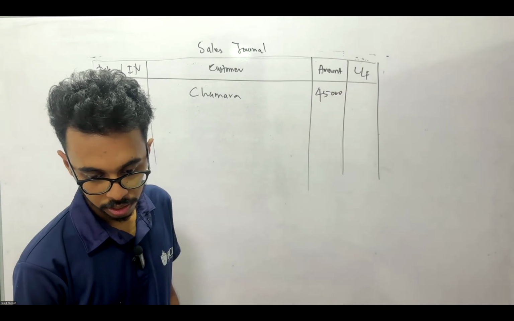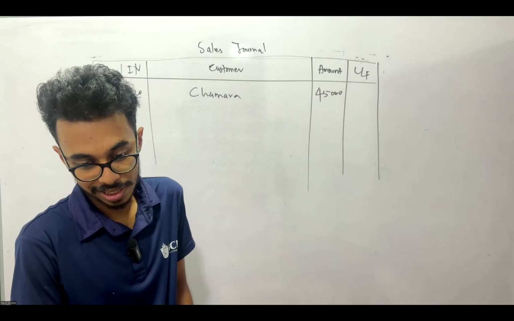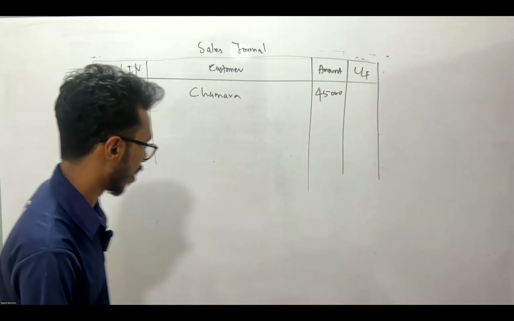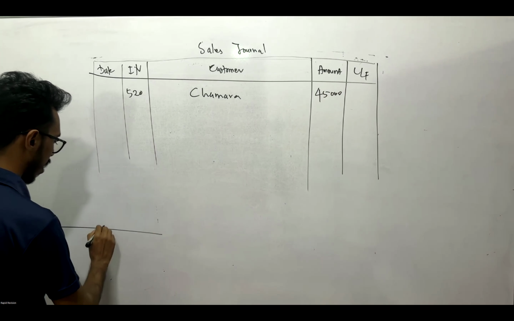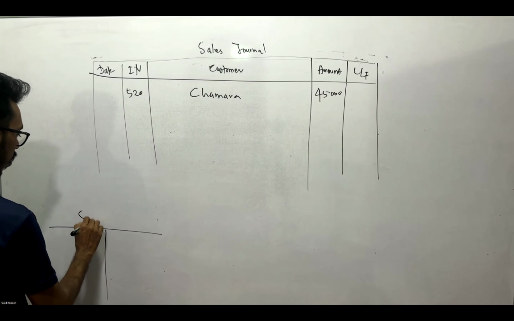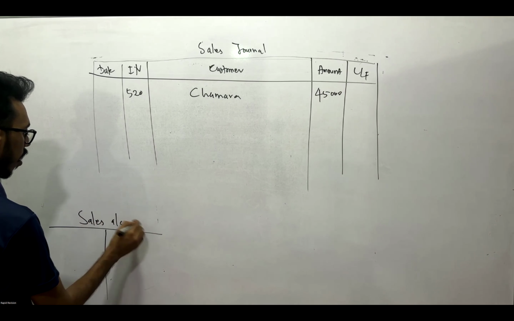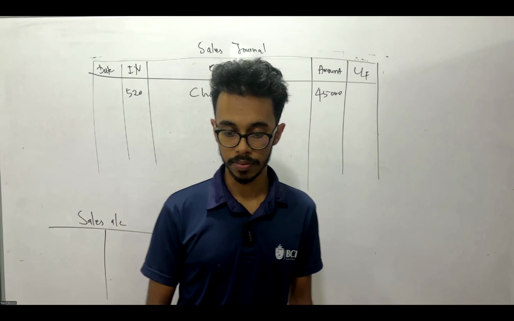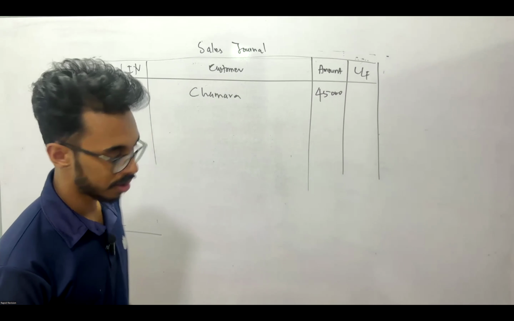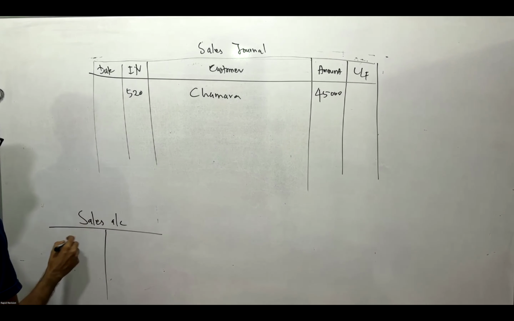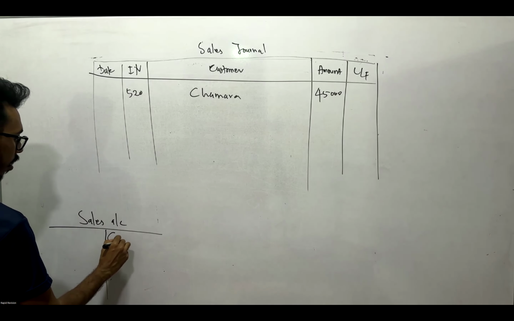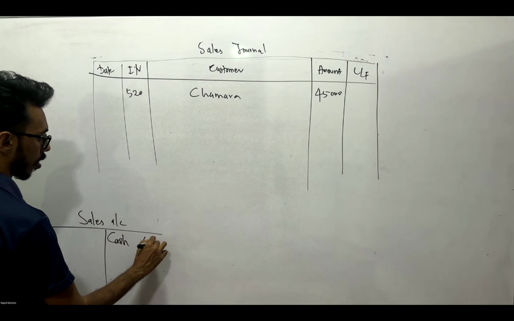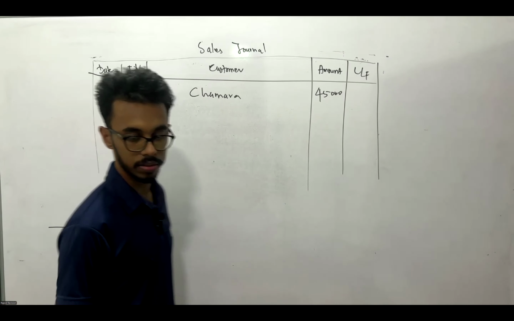Another: selling a stock of goods for 60,000 in cash. For the cash sale, they ask us to prepare the sales account. If you sell on cash, it goes directly to the sales account. So the sales account is credited, cash, 60,000.